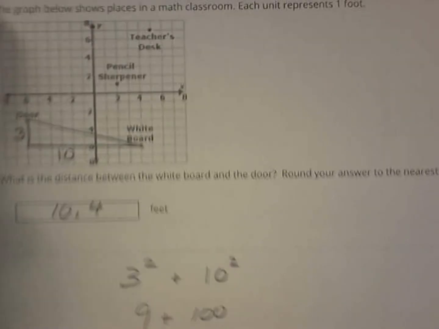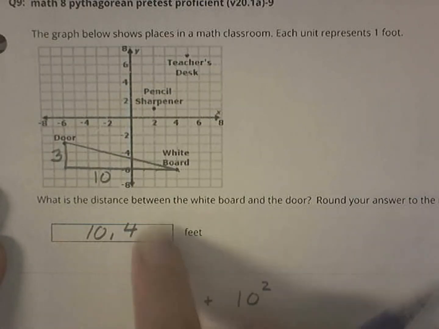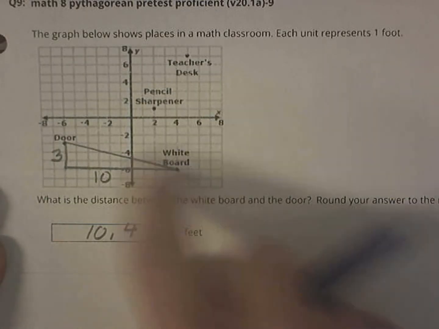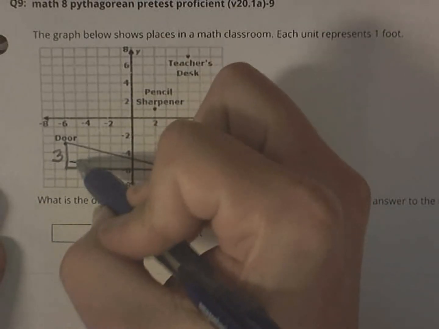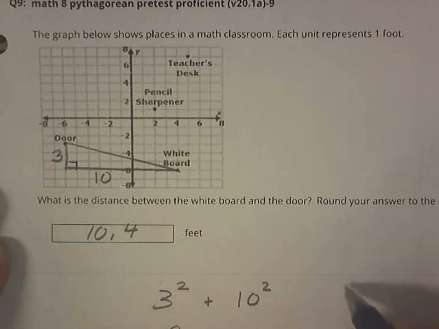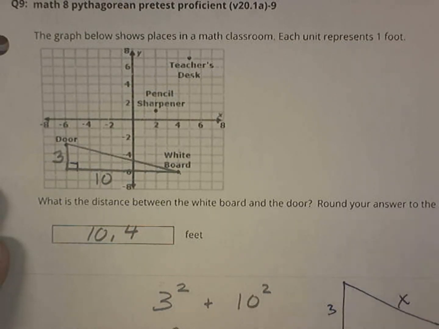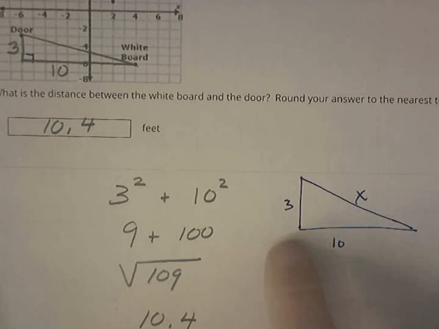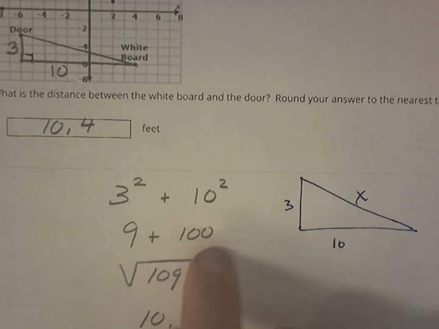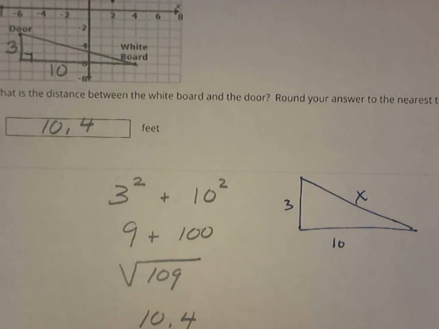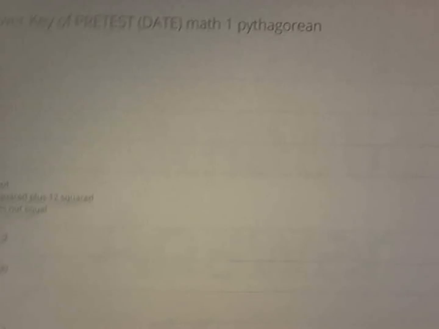There we go. So I'm finding the distance between the whiteboard and the door. I turned it into a right triangle. I counted my rise and my run. Not my rise, my legs. So I had a 3 and a 10. So 3 squared plus 10 squared, 9 plus 100. Square root of 109 takes me to a 10.4. Cool.